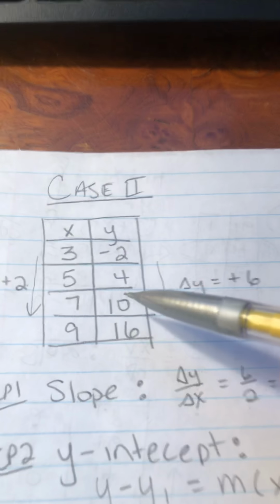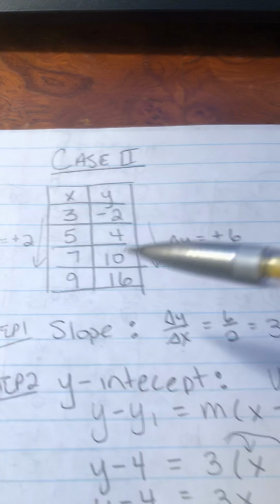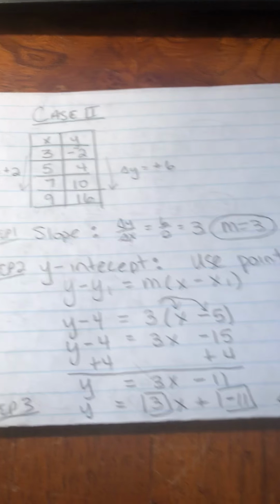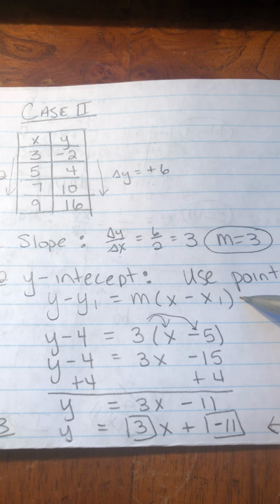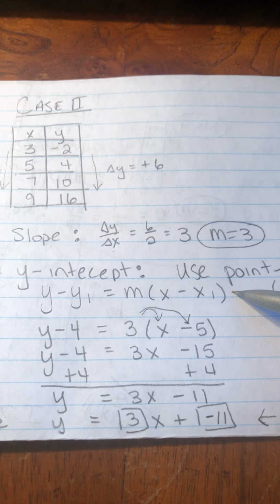Next, we have to find the y-intercept. Now, if you look closely at this table, there's no 0 here on the x's. So we have to do a little bit more work. We're going to use the point-slope formula. If you recall, here's the point-slope formula. y minus y1 equals m times x minus x1.